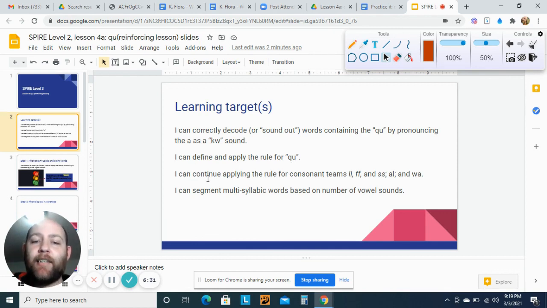Okay? I can continue applying the rules for consonant teams, LL, FF, and SS, AL, and WA, and then I can segment multiple syllabic words based on a number of vowel sounds. Now, throughout this lesson, we only came across one-syllable words. So really, they weren't requiring us to segment the sound so much or segment the syllables so much, but we did reiterate that every vowel sound equals one syllable. So a lot of these words we just had one clap because they're just one vowel sound. All right, in future lessons, we'll be able to do more with this particular learning target.